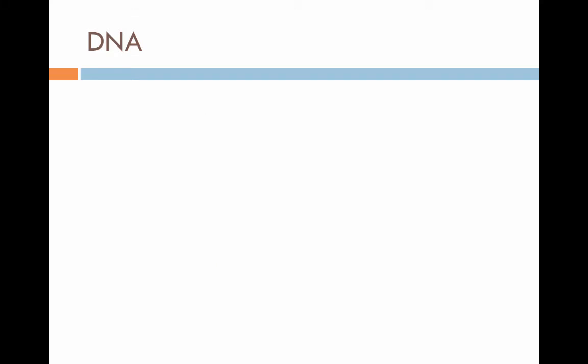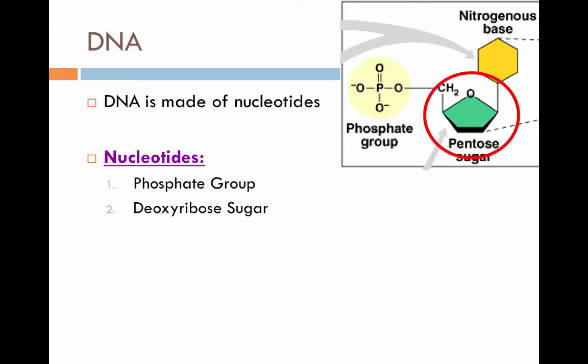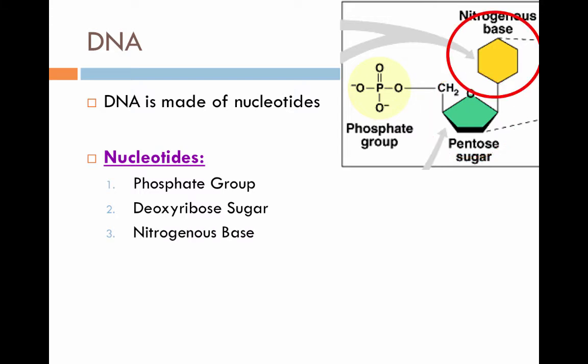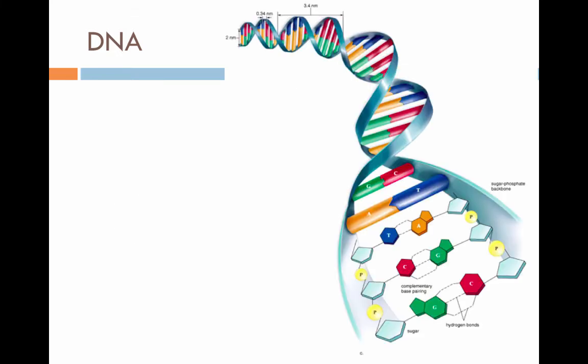Now, DNA is a type of nucleic acid, and it's made up of smaller parts called nucleotides. A nucleotide is also made up of smaller parts. Each DNA nucleotide has a phosphate group, a deoxyribose sugar, and a nitrogenous base. There are actually 4 different types of nitrogenous bases: guanine, adenine, cytosine, and thymine. Because those are long, crazy words, we typically just refer to them as the first letter, G, A, C, and T. These nucleotides come together in a variety of different orders to form DNA.